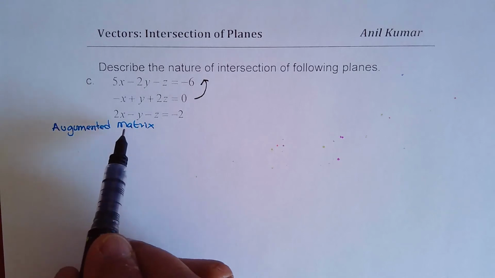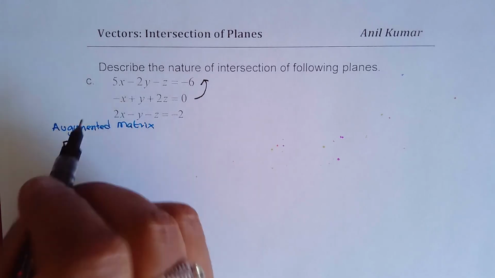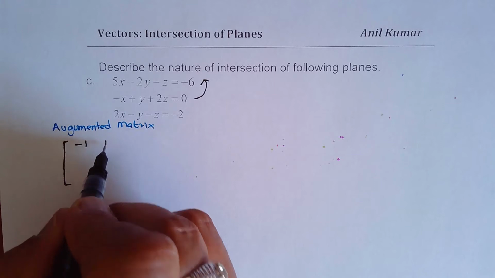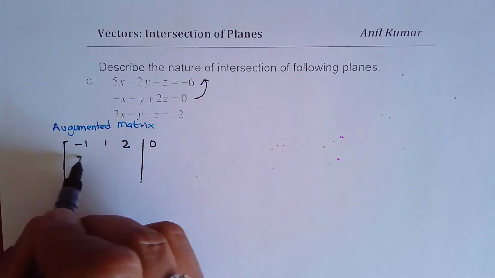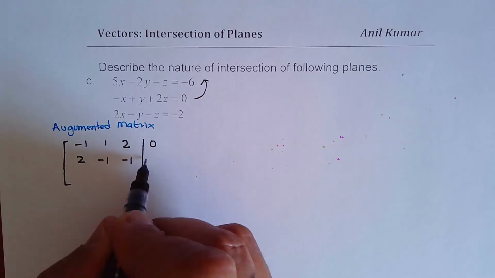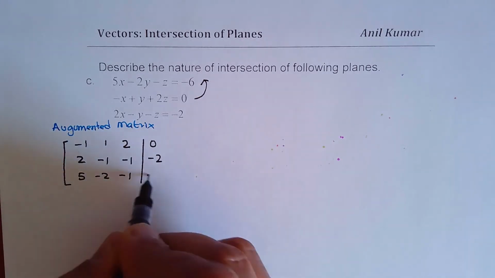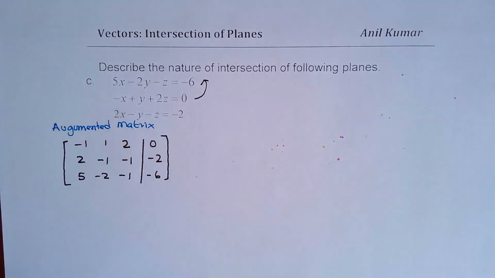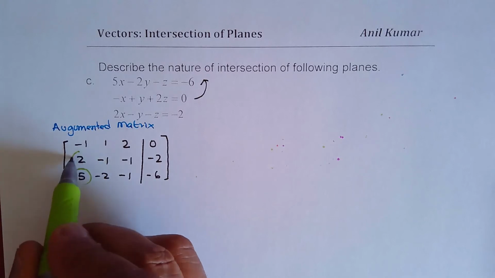So we'll write only the coefficients, right? We have minus 1, 1, and 2, equals 0. Second one, I'm writing this one, which is 2, minus 1, minus 1, minus 2. And the last one is 5, minus 2, minus 1, minus 6. So that is the augmented matrix. Now we will do matrix operations to solve these simultaneous equations. The idea is to get 0 for these two positions. That is the first step.